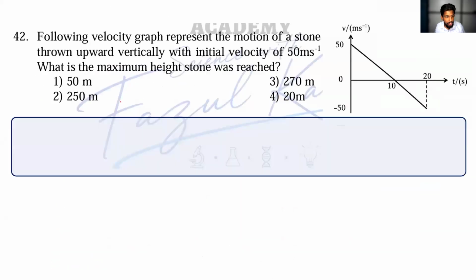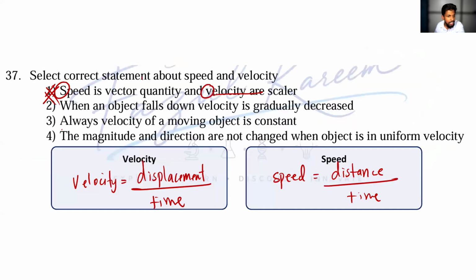Here in this question they have mentioned that when an object falls down, velocity decreases. No, that is wrong. And the third one: always the velocity of a moving object is constant. Just say when you are moving in the car, is the velocity constant? No, right? If you want to accelerate the car, you press the accelerator and the velocity will start to increase. Am I right or wrong?